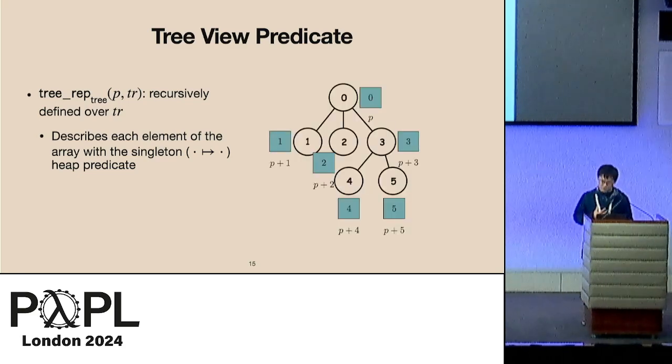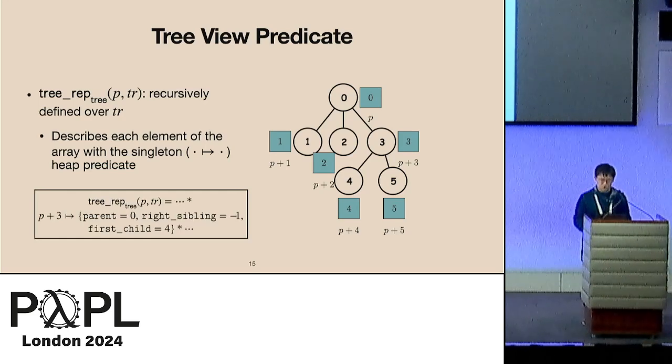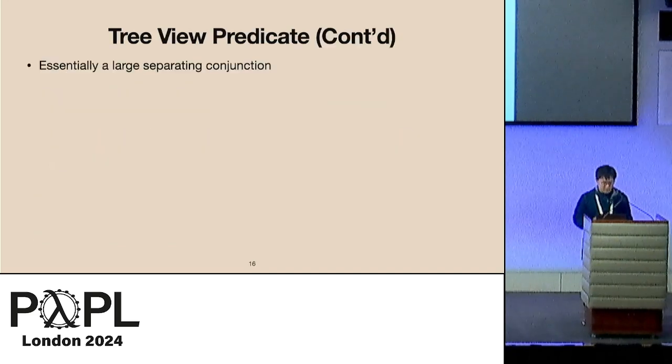So for each node of the tree, there will be a singleton heap predicate asserting that the corresponding element of the array contains some information of the node. Therefore, for this tree, its tree view predicate is the separating conjunction of 6 components. For node 3, the singleton heap predicate asserts that the third element of the array with address p+3 contains this information. And we can see that the tree view predicate is essentially a large separating conjunction.